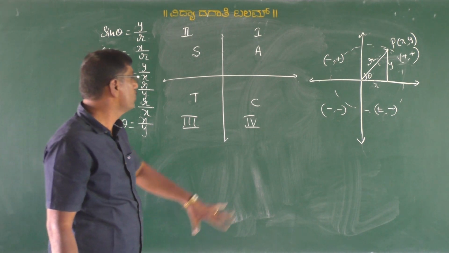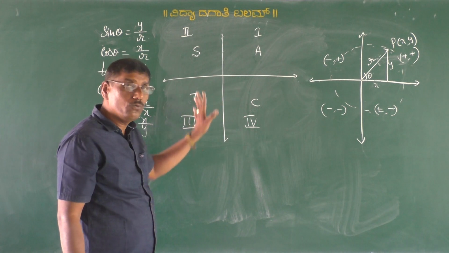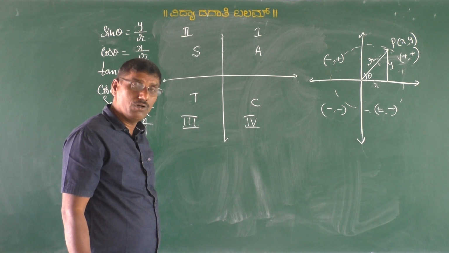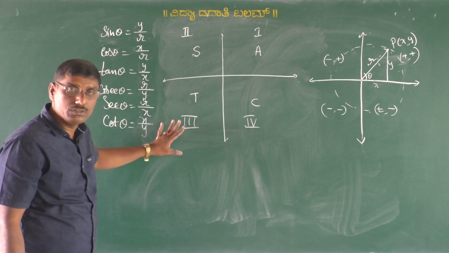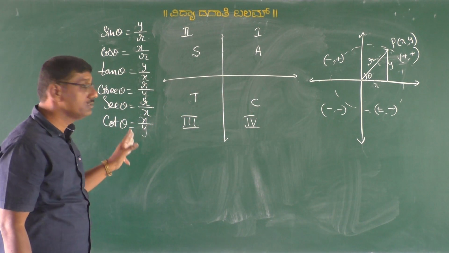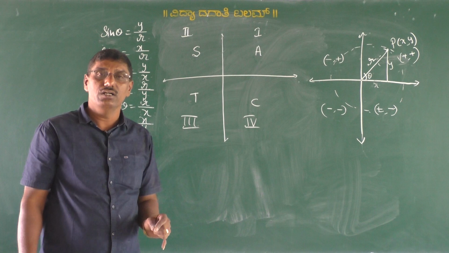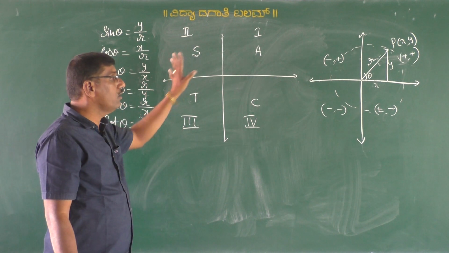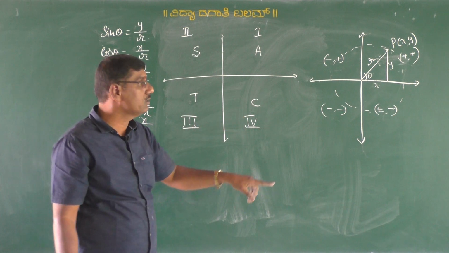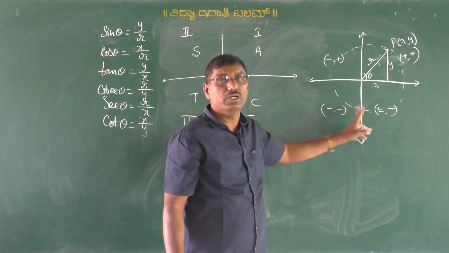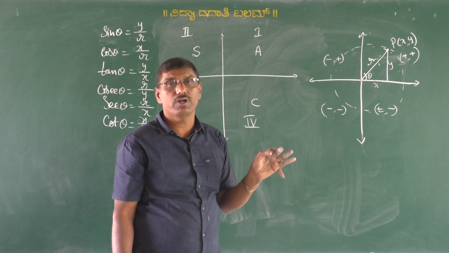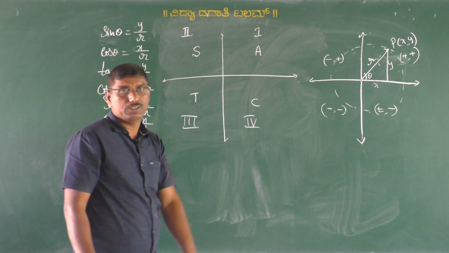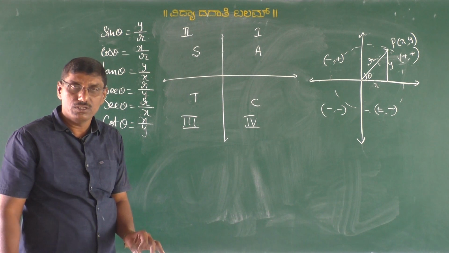This rule we call the quadrant rule. Are you all understood? Today we discussed the identity formulae and also the signs of trigonometric functions in the respective quadrants: first, second, third and fourth quadrant, my dear students. Are you understood about this?